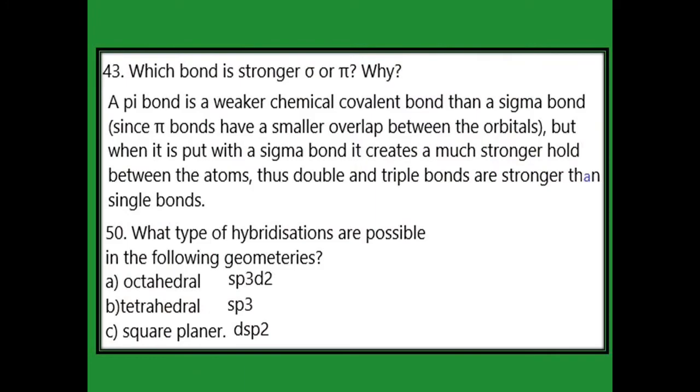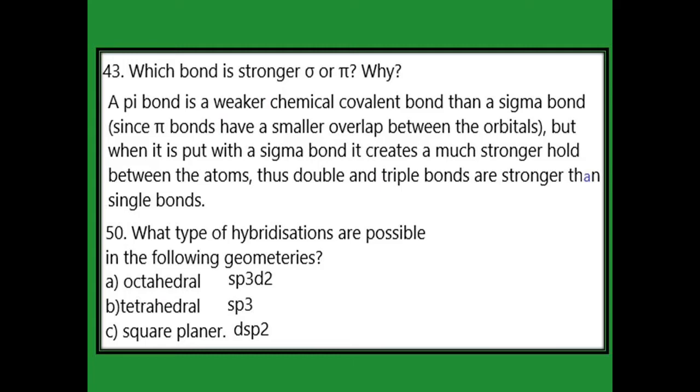This is book back question 43. Which bond is stronger, sigma or pi? The pi bond is a weaker covalent bond compared to the sigma bond, because the pi bond is formed by side-wise overlap of the p orbitals, and it also has smaller overlap. But when the pi bond is added to the sigma bond, it creates a much stronger hold between the atoms. Thus double bonds and triple bonds are stronger than single bonds.